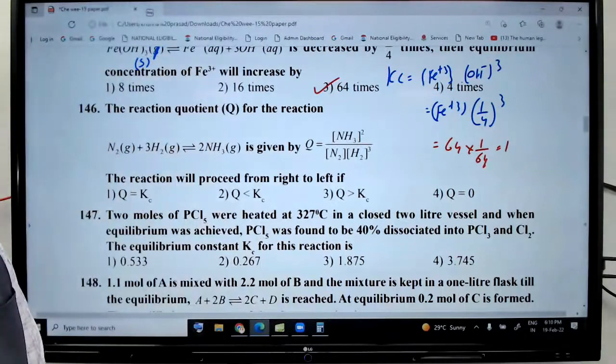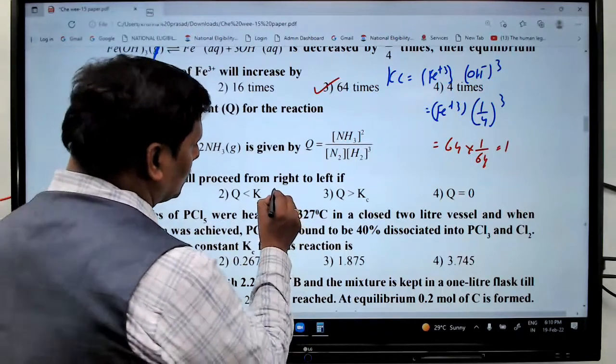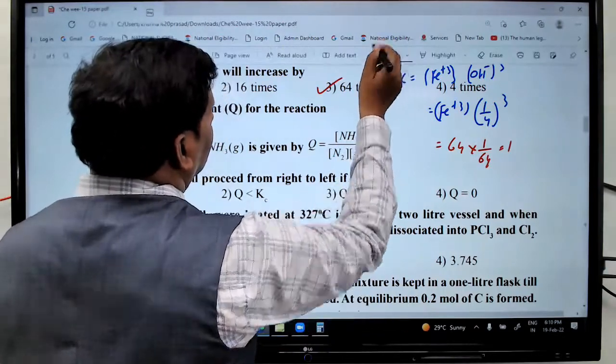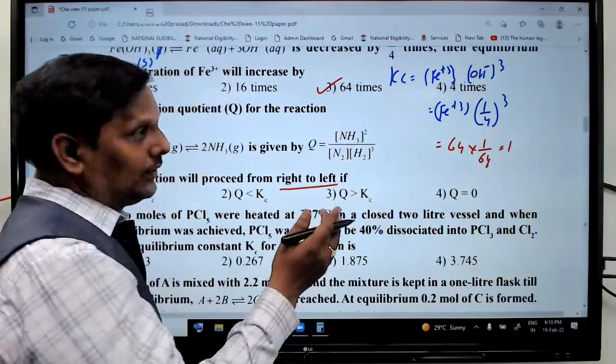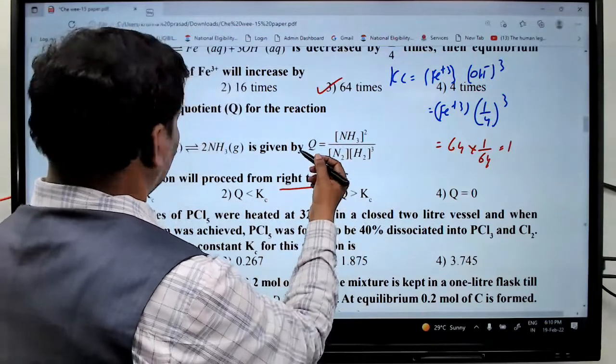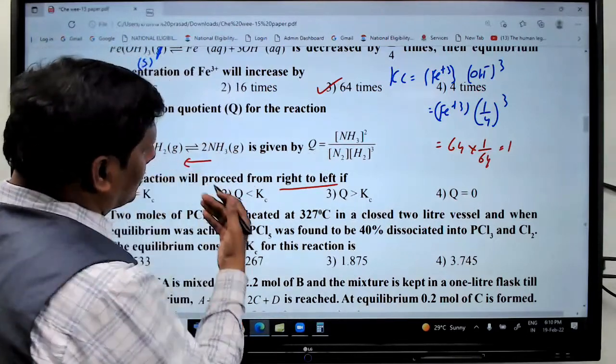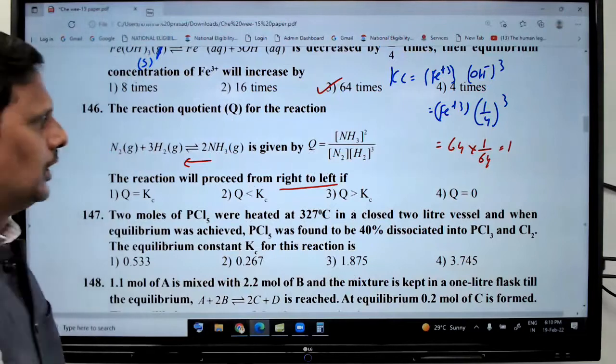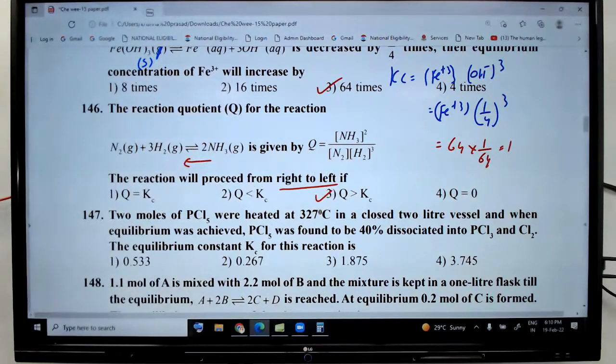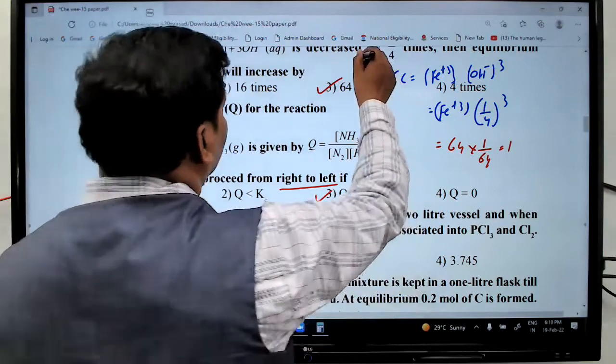The reaction quotient for the reaction is given. Then the reaction will proceed from right to left. Look, right to left means the backward direction is favored. Whenever the backward direction is favored, Qc is greater than Kc. So question number 146 is direct: Qc greater than Kc. Okay, let's go to question number 147.